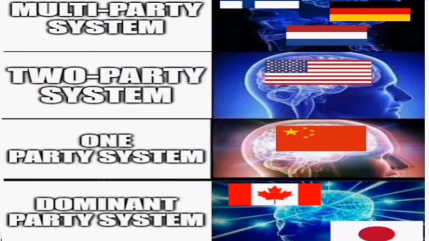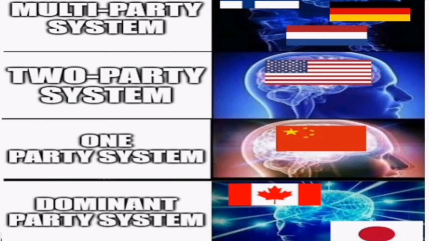As you can see here, examples of countries with a multi-party system are Greece, Germany, and the Netherlands. For a two-party system, an example is the US. And for a one-party system, we all know that China only has a one-party system, which is the CCP or the Chinese Communist Party. In a dominant party system, there are Canada and Japan.